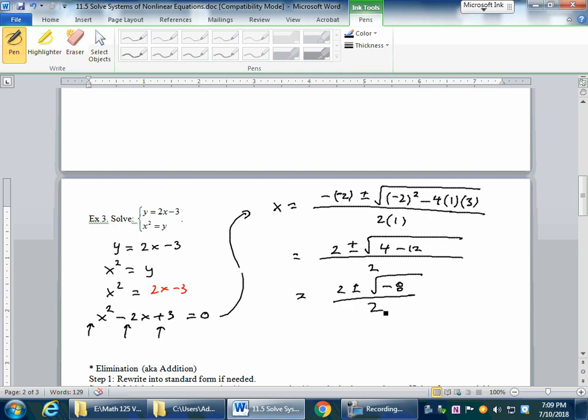So the problematic part now is this. This is a complex number. Okay, this is a complex number. So in a nonlinear system of equations, we cannot have a complex solution. So therefore, in this case, it is a no solutions case.